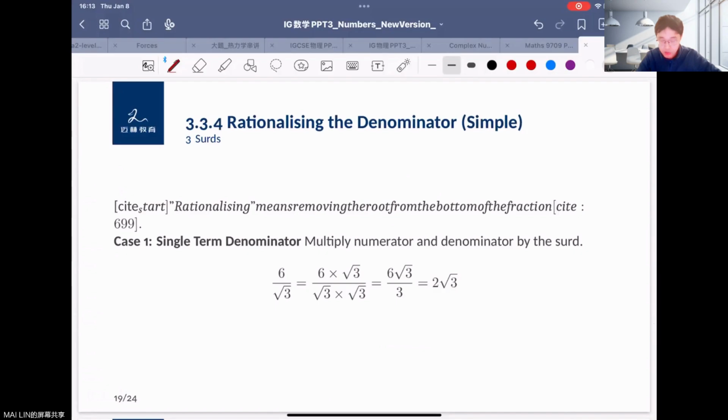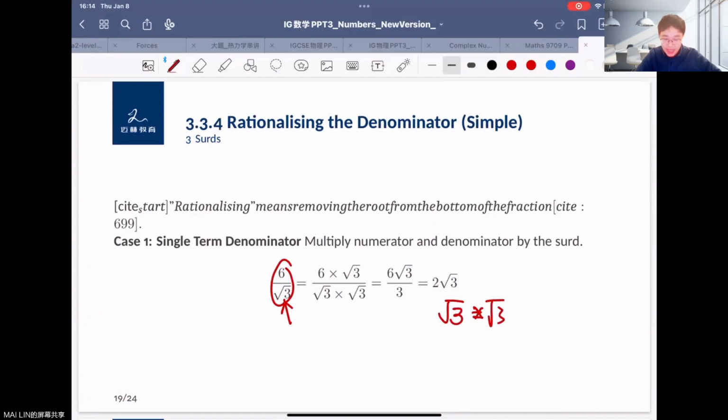Okay, so how do we rationalize this? Here we have an example like 6 over square root 3. For this problem, we want to make this part become a real number. It becomes easier for us to understand. We know that square root 3 means dividing by square root 3. So if we want to make square root 3 become an integer, we have to times it by square root 3, right?